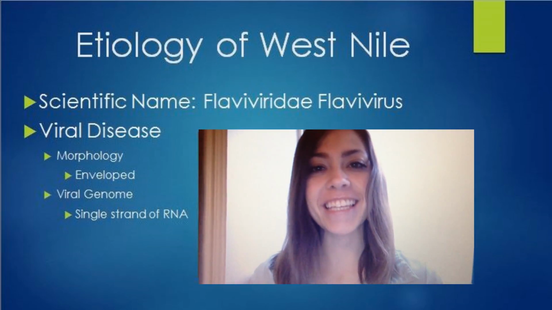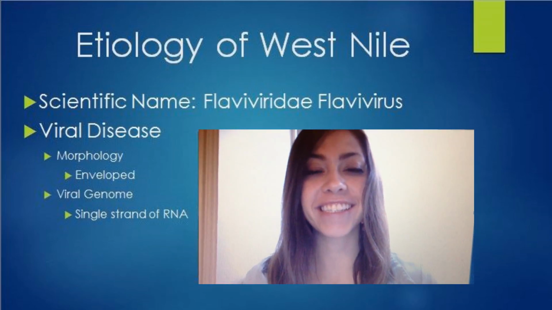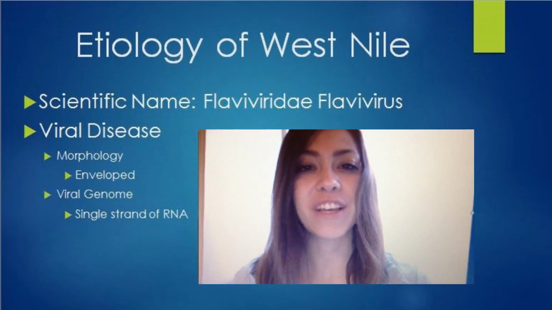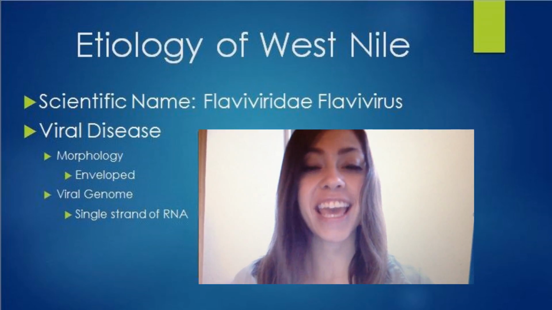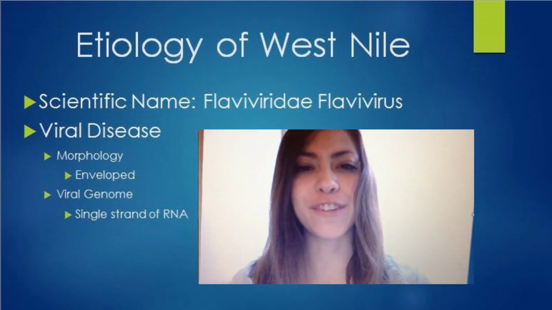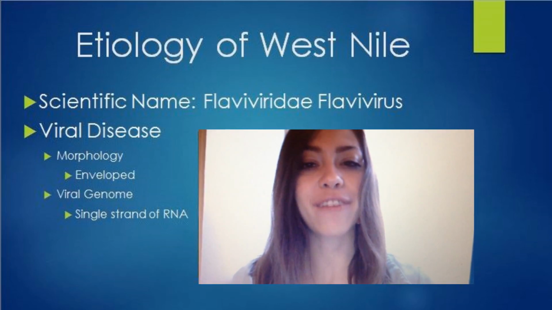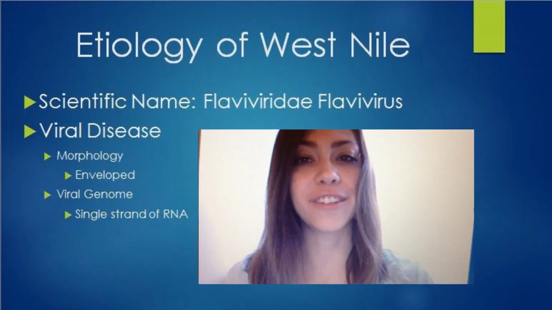We are going to talk about the etiology of the West Nile virus. The scientific name for this virus is Flaviviridae flavivirus, which is the family and the genus. This is a viral disease, and it has an envelope. This envelope is a layer of phospholipids and proteins that form a coating over the virus. This may help the virus to survive and infect other cells.